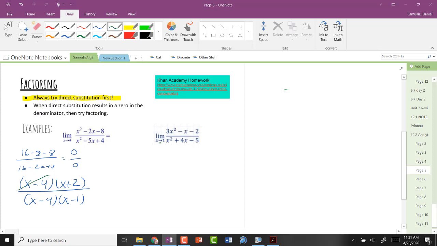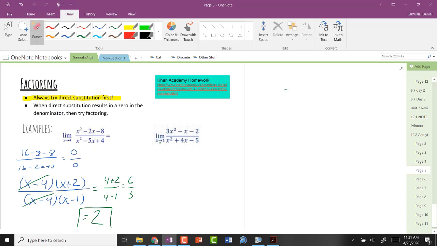So what happens is these cancel, because it's causing a removable discontinuity. Now I can plug in the 4, and I end up with 6 over 3. So my limit is 2. So what is happening with the graph is that, again, there may not be a value at 4, but it's still approaching something. That's what limits are. What is it approaching, not what is it equal to?